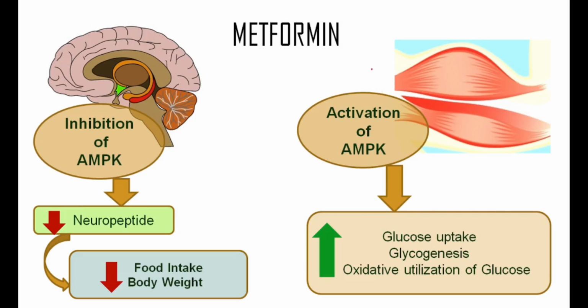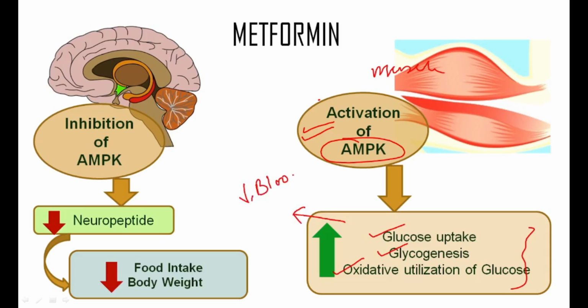Then coming to the metformin effect on the muscle. In the muscle also it will cause the activation of AMPK. Now in the muscle, when it causes the activation of AMPK, it is responsible for the glucose uptake, glycogenesis and increased oxidative utilization of the glucose. So glucose uptake is increasing, glycogenesis is increasing, and oxidative utilization of the glucose is increasing. So this will be helpful in lowering the blood glucose level. So these are the important effects of metformin in muscle.